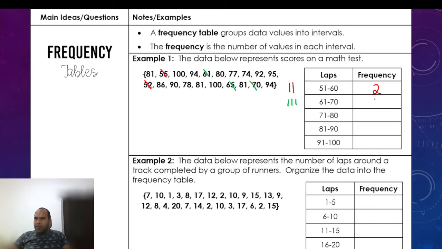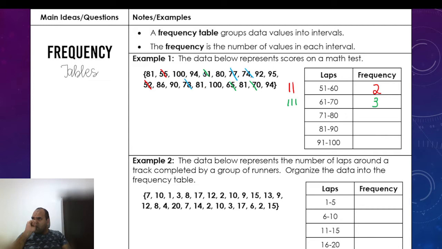Great, 3. Okay, 71 to 80. Let's go 71 to 80 here. And what else? 80, 78. And yeah, that's it. I have more. Let me see here. Oh, 71 to 80. Oh, 74 here, mister. Don't forget it. 74. What else do I have over here?